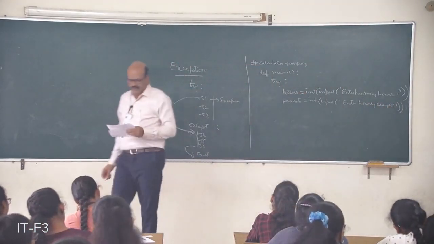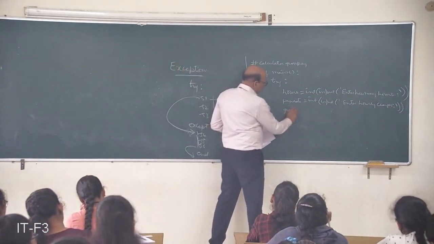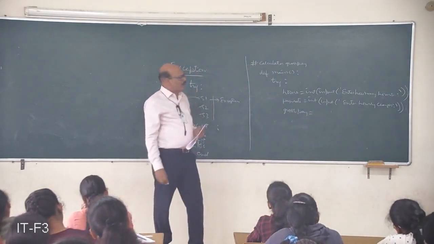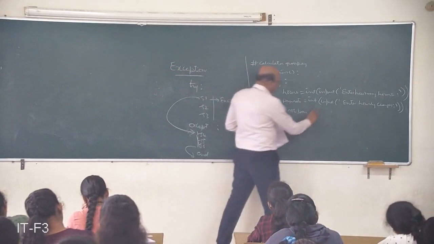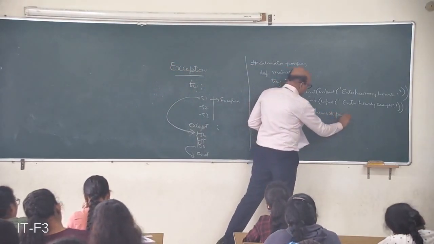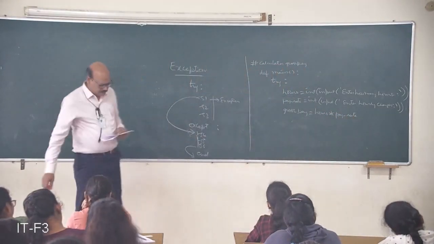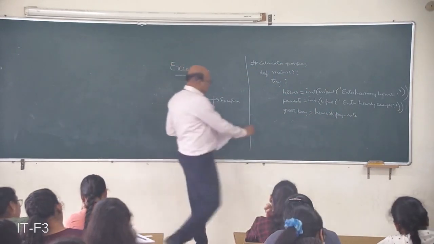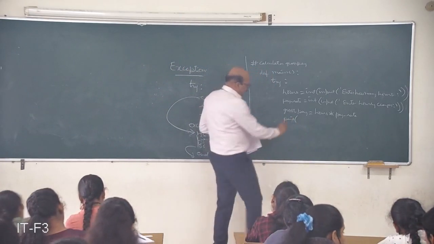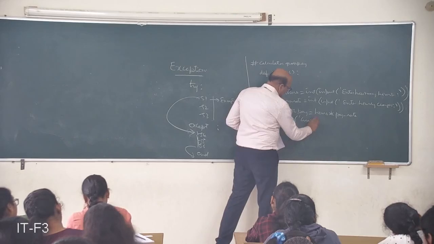So two parameters we are accepting. Then calculate the gross pay. So gross pay is equal to, how do you calculate the product of these two? So hours into pay rate. Then display the result, print gross pay.